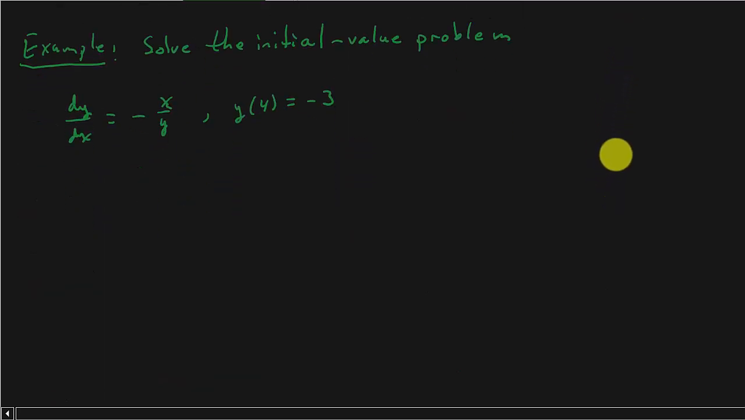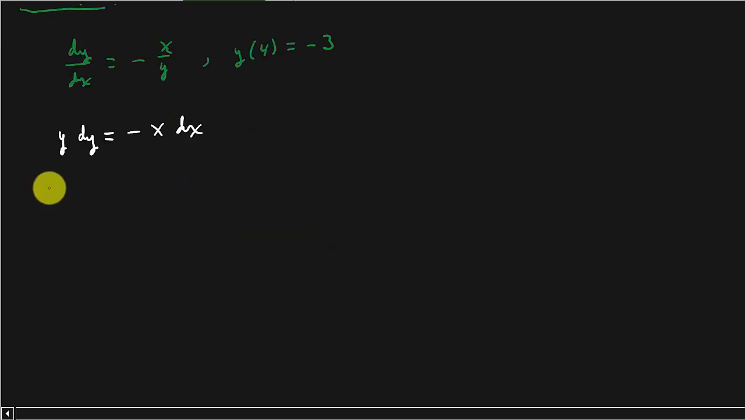All right, so let's solve this. This is an initial value problem. See how we have a condition here? All right, so let's separate the variables. So I'm going to bring the y up here, the dx up here, basically just kind of cross multiplying. So I've got y dy equals negative x dx. And then we want to integrate both sides. Integral y dy equals integral negative x dx.